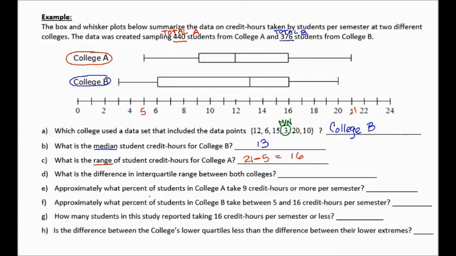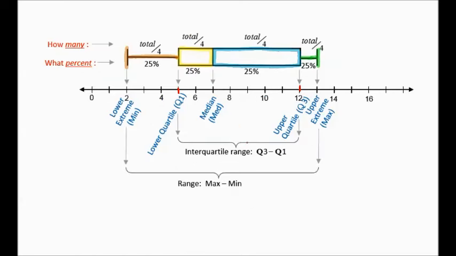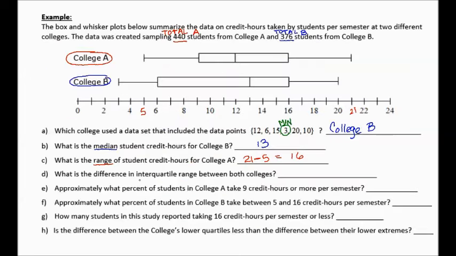Next, what is the difference in interquartile range between both colleges? Keep in mind that interquartile range is now this value. It's subtracting only the ends of the box, biggest minus smallest. So I find the interquartile range for College B, which would be 16 minus 6, and I write it down here in parentheses, 16 minus 6.